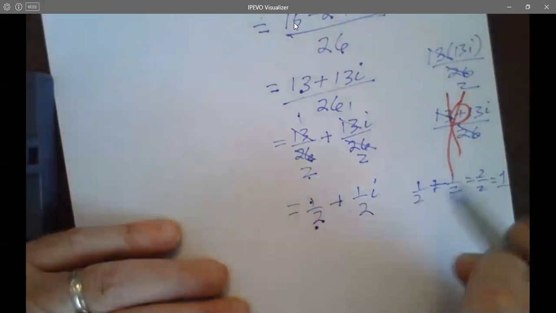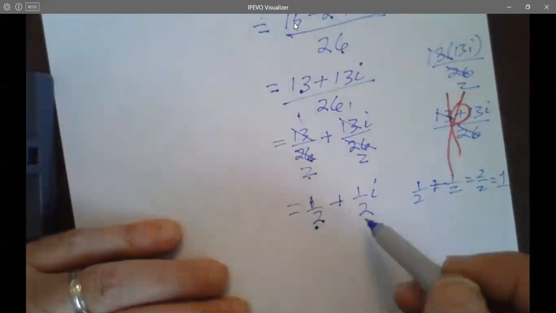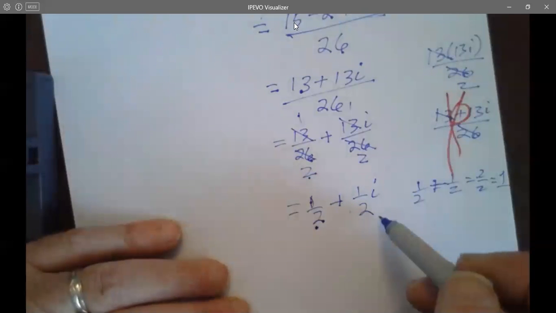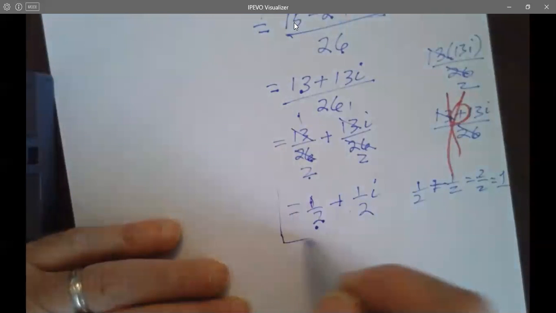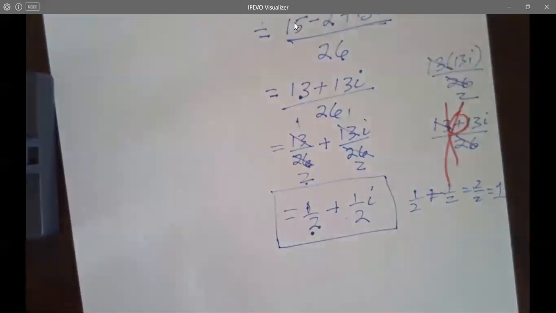Okay. Now the i can be in the numerator, it can be off to the side like this. It just cannot be down in the denominator. It can't be down here. I call that a lazy i. Okay, and that's your answer, simplified. Okay? Questions there.